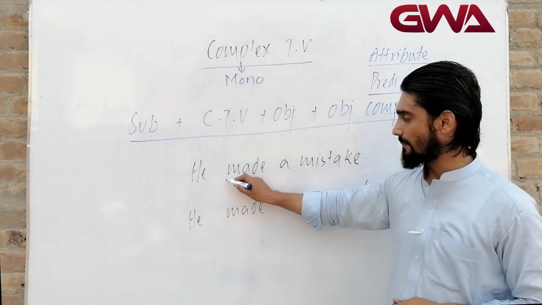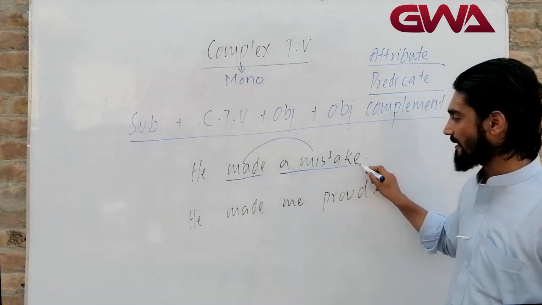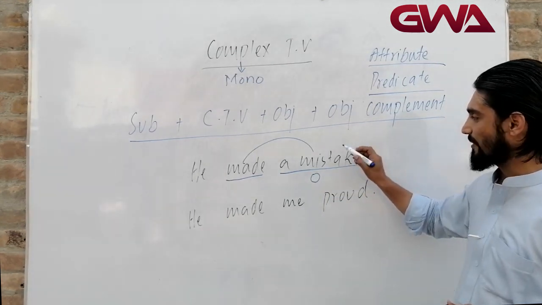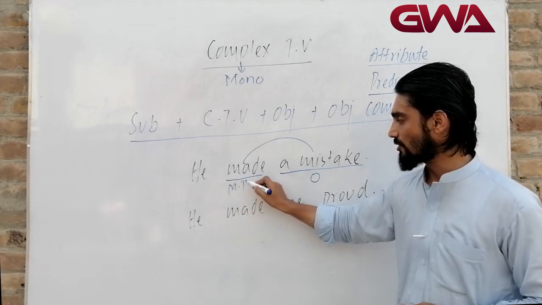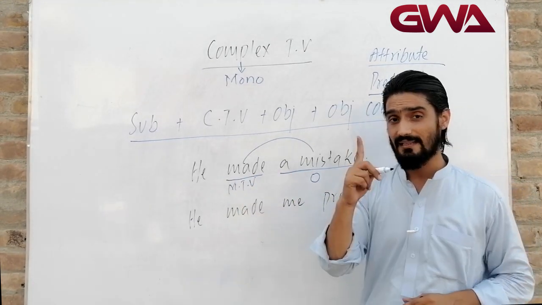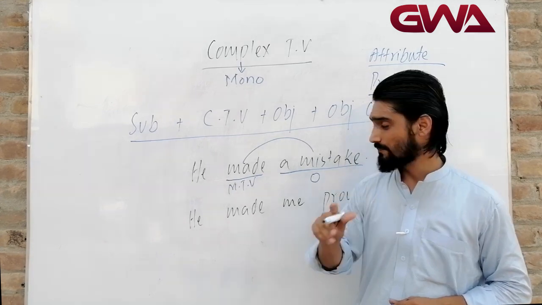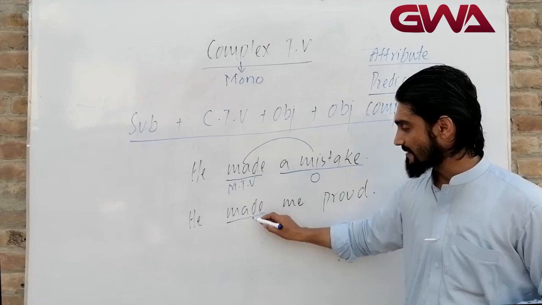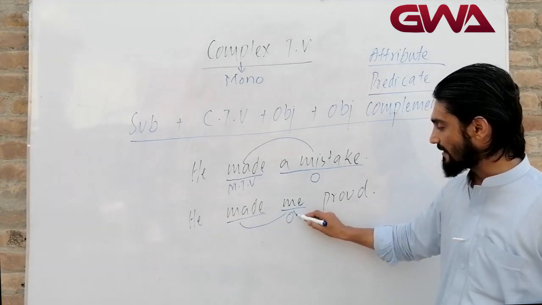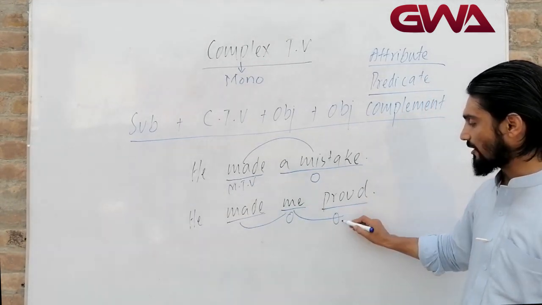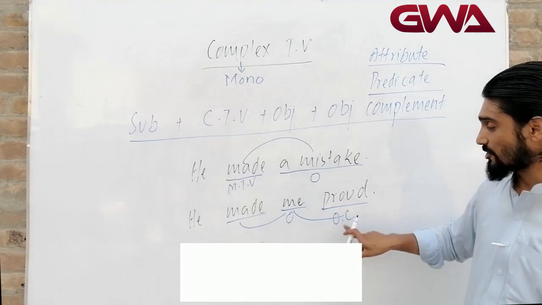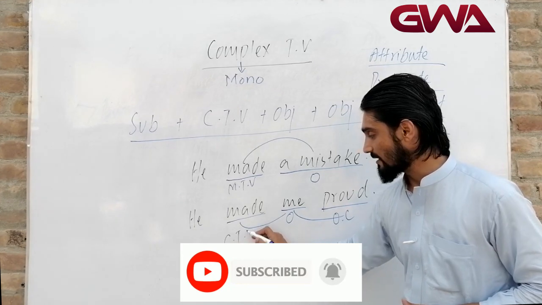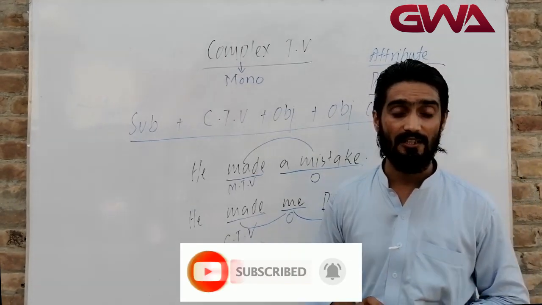In the first example, made is followed by an object and nothing else. Made is a monotransitive verb because it has one object. In the second example, he made me proud, made is followed by an object and then followed by an object complement, which refers to the object. In this example, it is called a complex transitive verb.